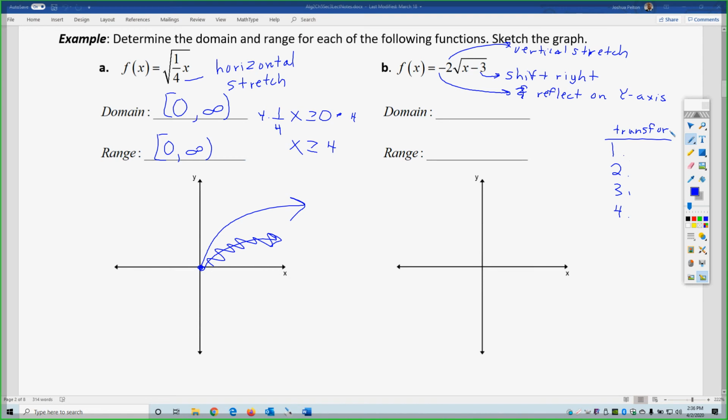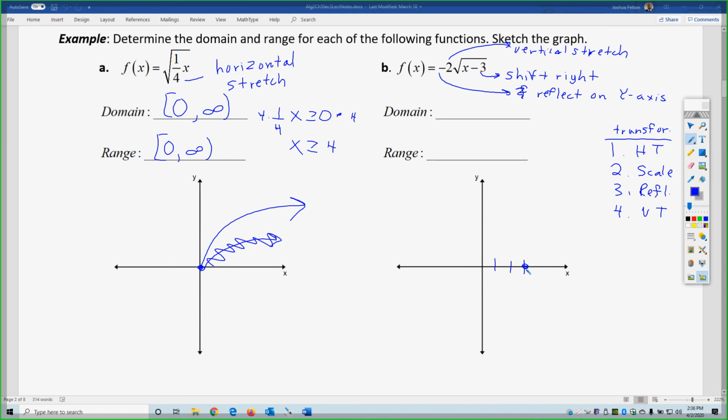Can't quite get in there. So what do you have first? You have your horizontal translation first, your vertical translation last. You have your scaling second, which is stretching and shrinking, and then your reflecting happens third. So we have a horizontal first, which is going 3 to the right.